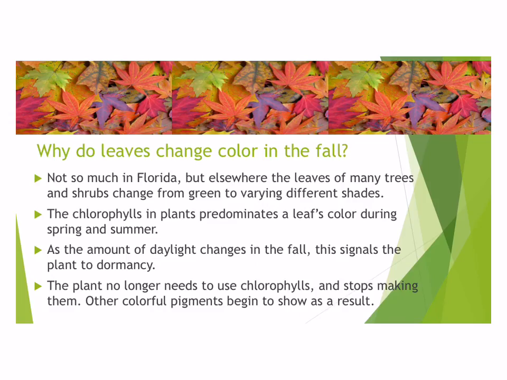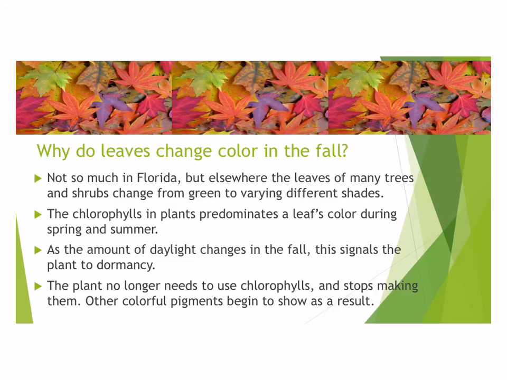Last but not least, I wanted to say a little bit about why leaves change color in the fall. Not so much in Florida, but elsewhere, the leaves of many trees and shrubs do change color in the fall. What happens is that the chlorophyll, of course, in the spring and summer predominate the colors of leaves because they're actively photosynthesizing during those months. As the daylight changes in the fall, the amount of daylight as the days grow shorter, that's a signal to the plant to enter dormancy.